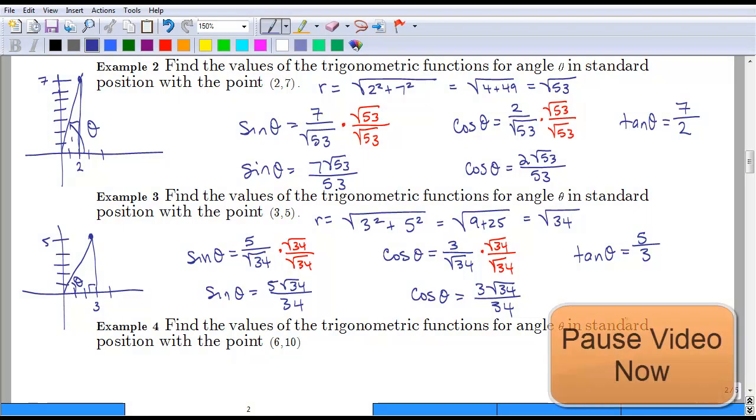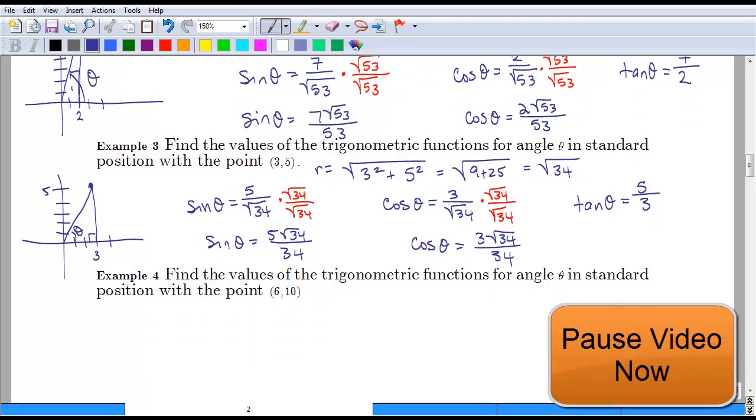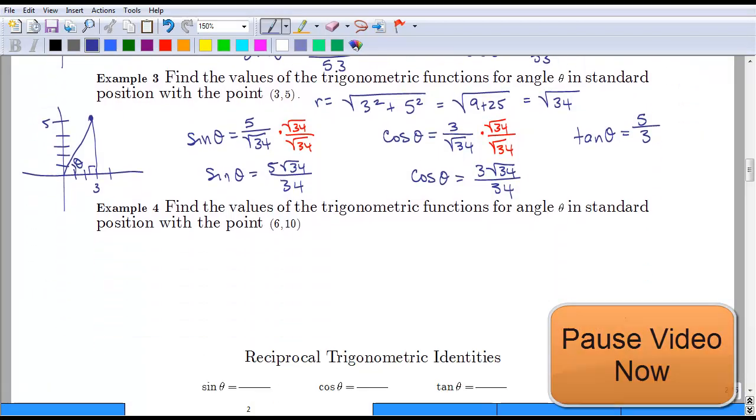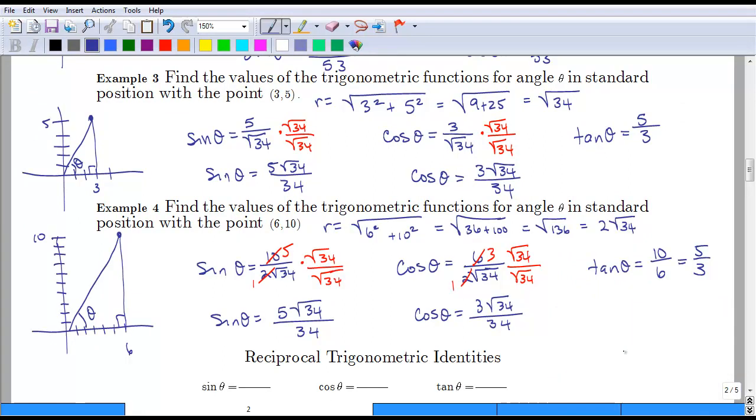So at this point, I want you to pause the video and try example 4. In this case, again, if we draw our graph and find the radius, we should have found it to be the square root of 136, which does simplify to be 2 root 34.